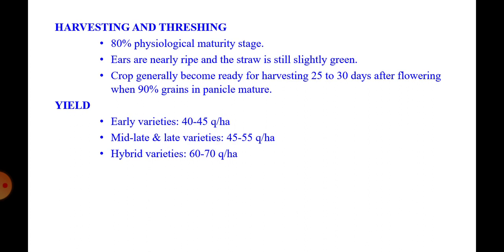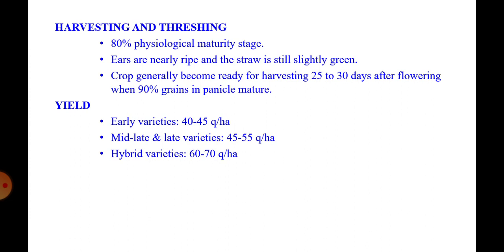Crop should be harvested at 80% physiological maturity stage. Ears are nearly ripe and the straw is still slightly green. Crop generally becomes ready for harvesting 25 to 30 days after flowering. When 90% of grains in the panicle mature, harvesting should not be delayed. Timely harvesting ensures good grain quality as fewer grains are broken during milling.